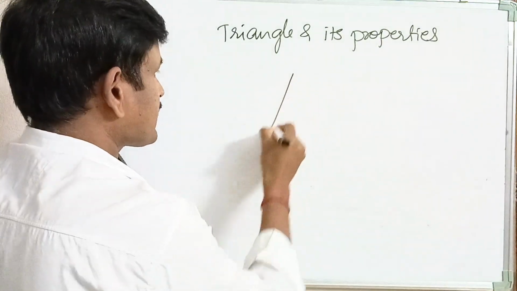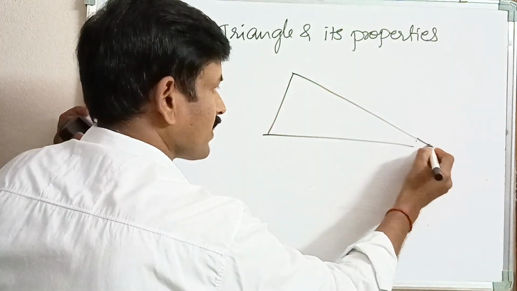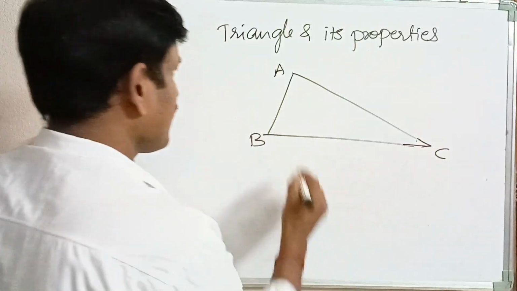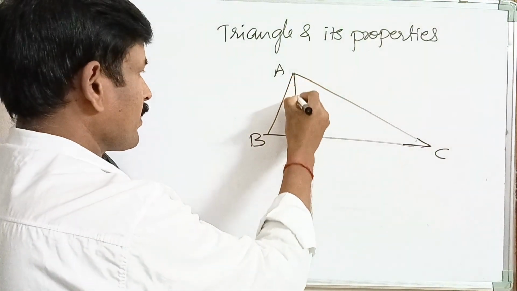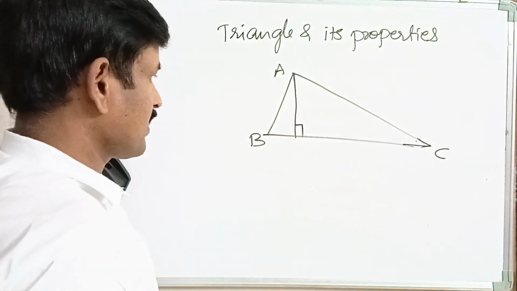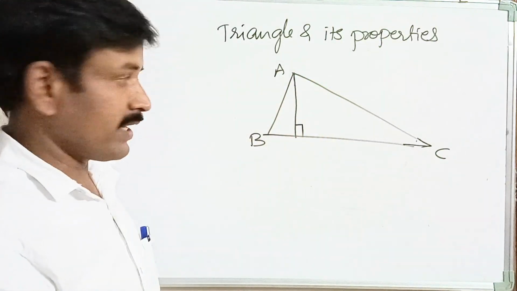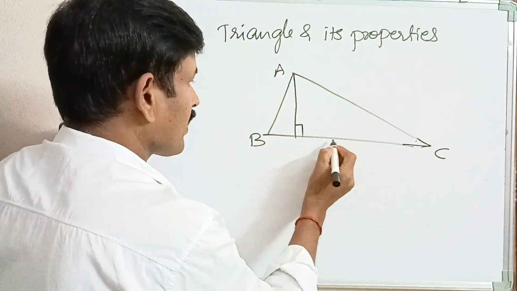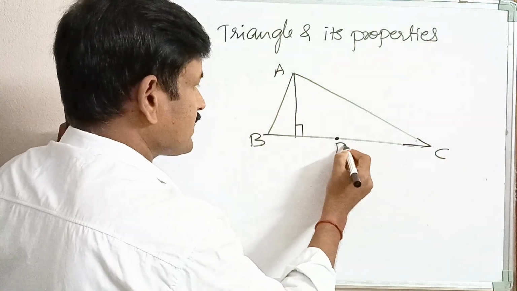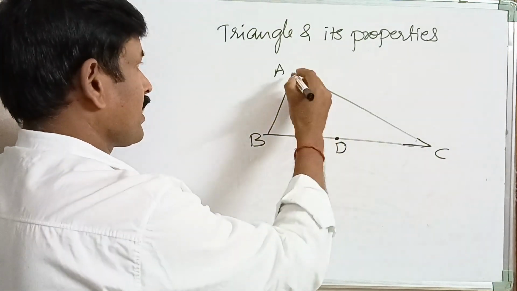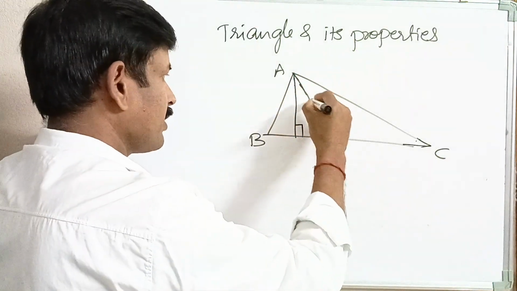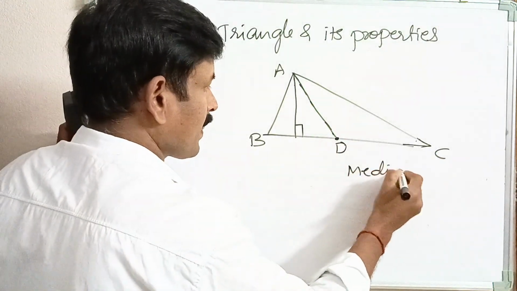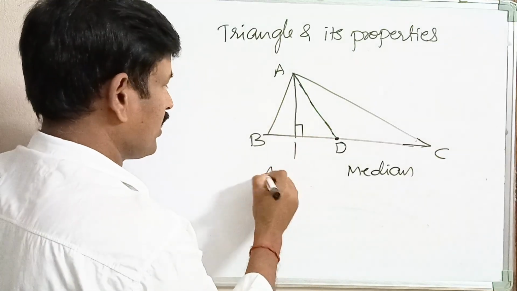Okay, let us consider this triangle. Observe this triangle ABC. Now a perpendicular line segment from a vertex of a triangle to its opposite side is called an altitude of a triangle. Then what about the median? Now D is the midpoint of BC. The line segment joining a vertex to the midpoint of its opposite side is called a median. This is called a median and this is an altitude.